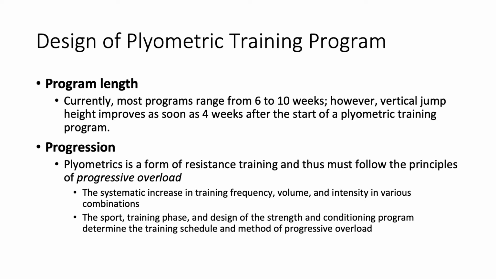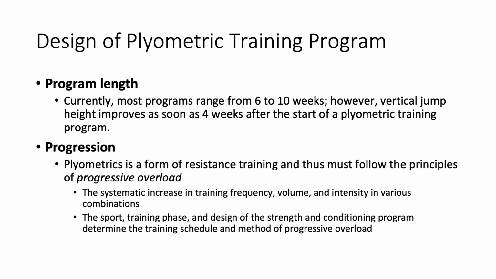There is no optimal plyometric training program length. However, most programs range from 6 to 10 weeks. One thing though is that vertical jump height improves as quickly as 4 weeks after the start of a plyometric training program. When prescribing plyometric training, it should be similar to both resistance and aerobic training.